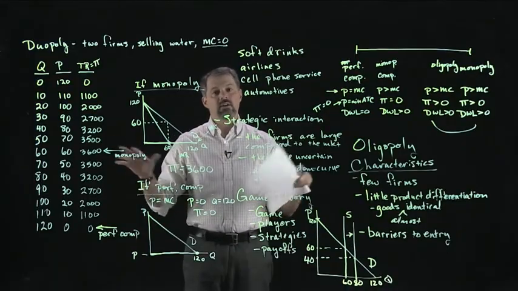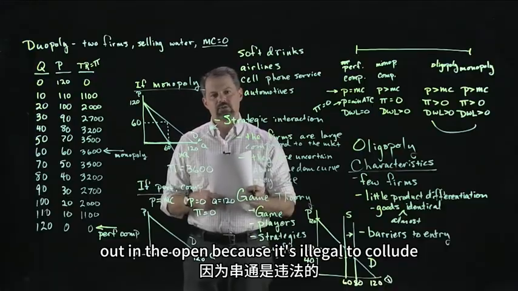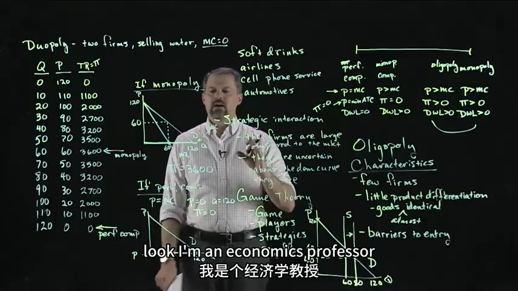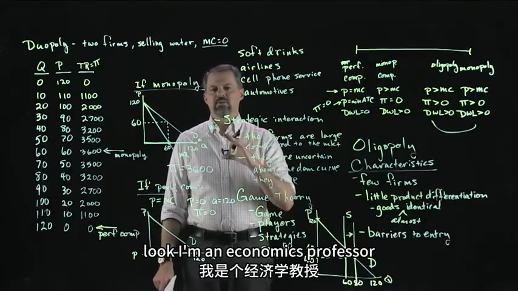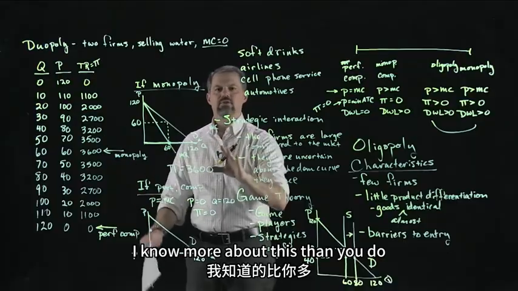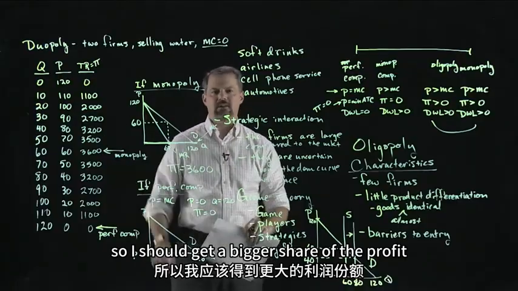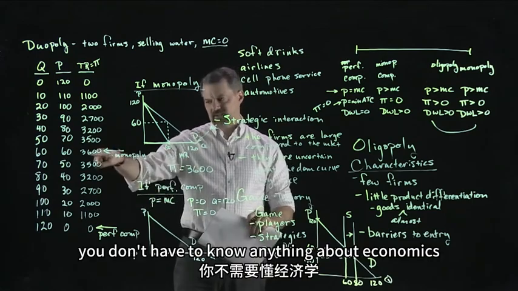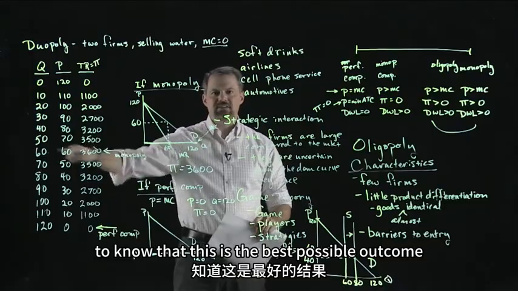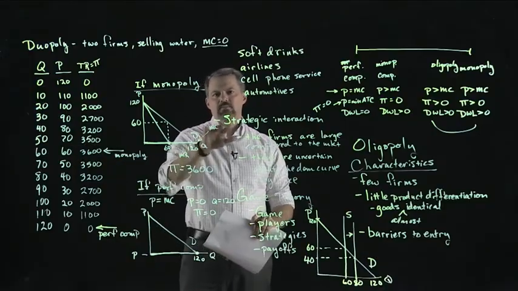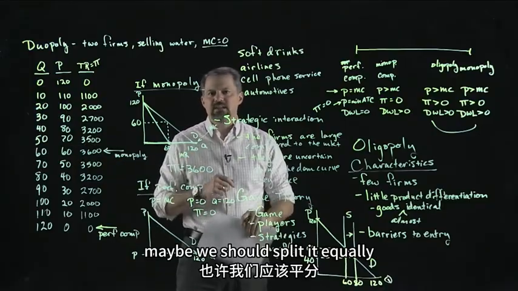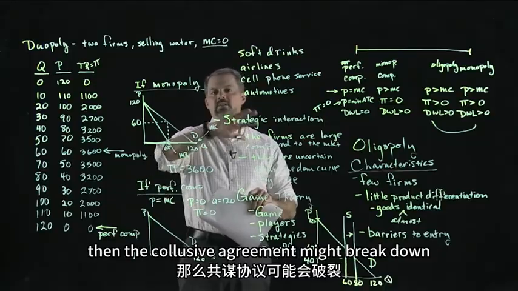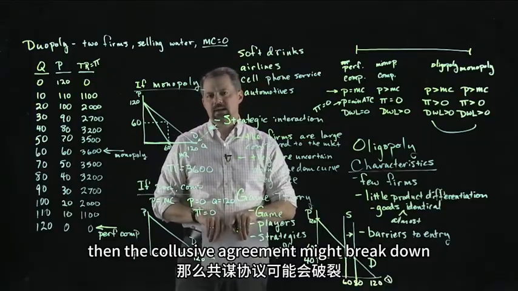We can't do it out in the open because it's illegal to collude. So we're sitting down in secret, and I say, you know what, look, I'm an economics professor. I know more about this than you do, so I should get a bigger share of the profit. And you might say, well, you don't have to know anything about economics to know that this is the best possible outcome. So maybe we should split it equally. And if we start to bicker about how to split the profits, then the collusive agreement might break down.